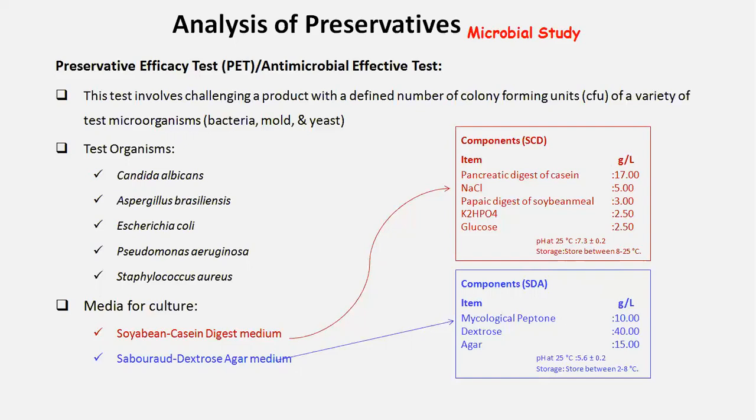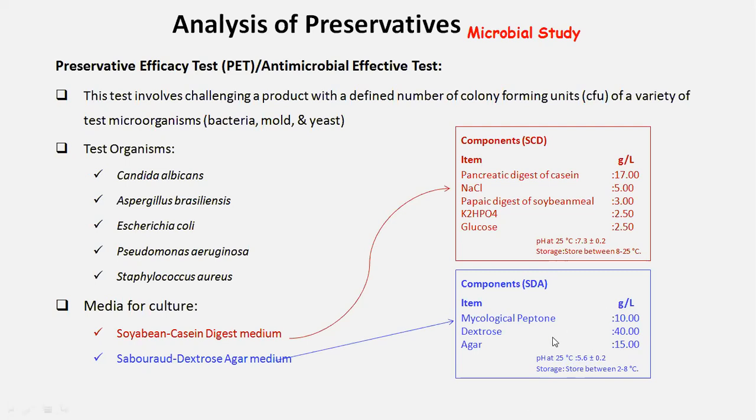So coming to Sabouraud dextrose agar medium, the components include mycological peptone 10 grams per liter, dextrose 40 grams per liter, agar 15 grams per liter. The pH of the prepared medium at 25 degrees centigrade should be 5.6 plus or minus 0.2, and it should be stored between 2 to 8 degrees centigrade.